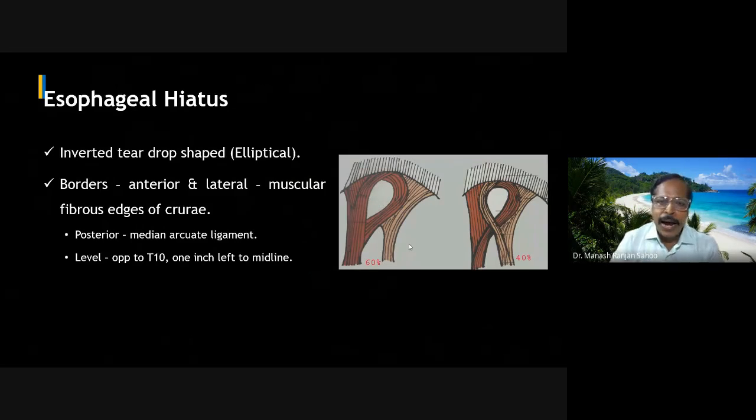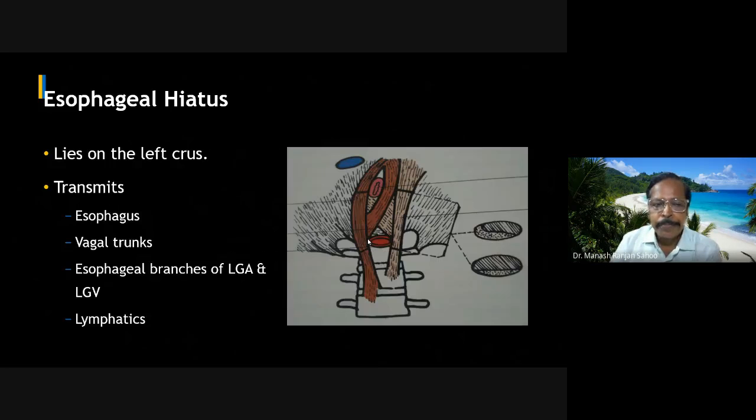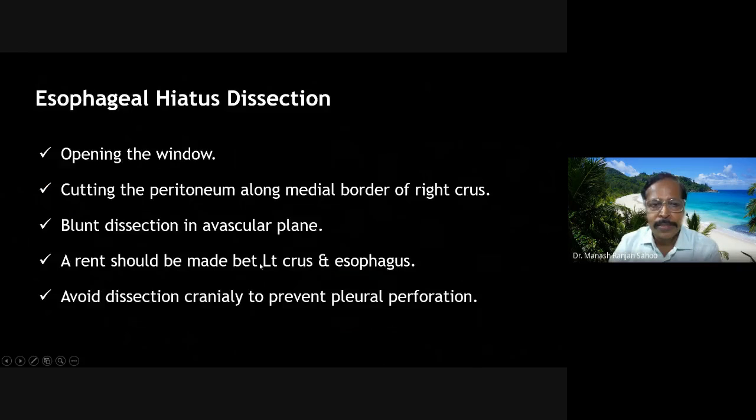The esophageal hiatus is an inverted teardrop shaped structure, and the borders anteriorly and laterally are the muscular fibrous edges of the crura. Posteriorly, it has the median arcuate ligament. In fact, where it joins both the crura, that area is the median arcuate ligament. It is just opposite the 10th thoracic vertebra, 1 inch left of the midline. It lies basically on the left crus, and transmits the esophagus, both the vagi, esophageal branches of the left gastric artery and left gastric vein, and lymphatics.